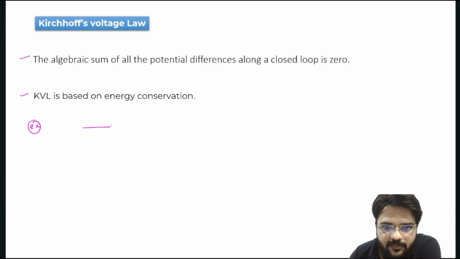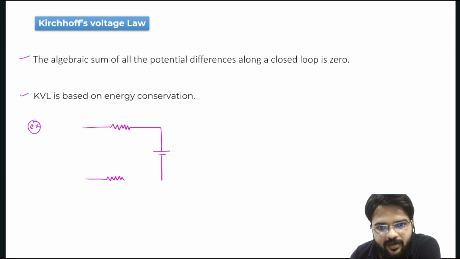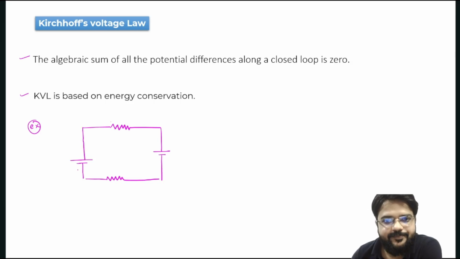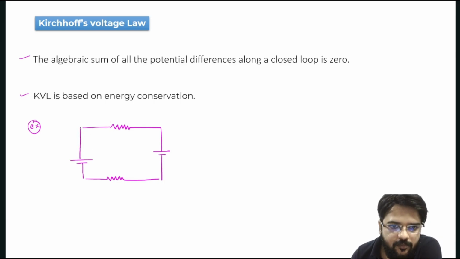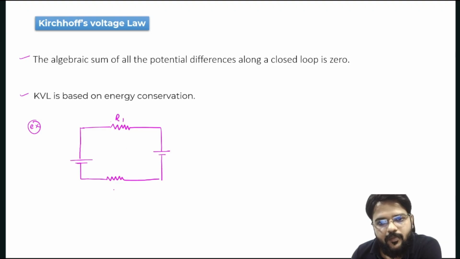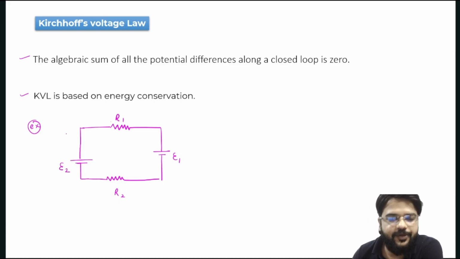So here we have one resistance, then we have one battery, then here again we have one resistance, then here we have one battery. So we have this type of closed circuit, correct? This is R1, R2, the EMF of the battery is E1 and this one is E2.